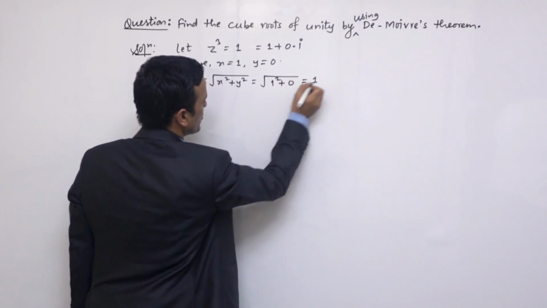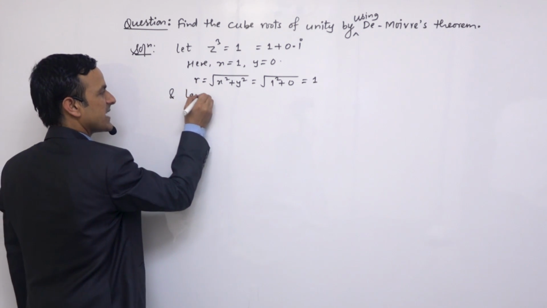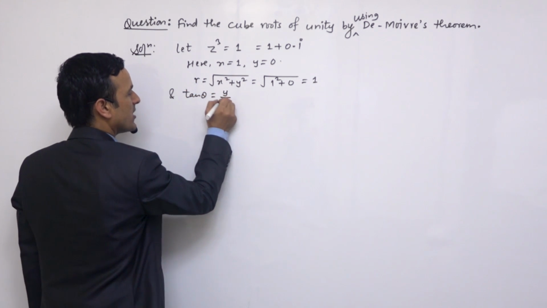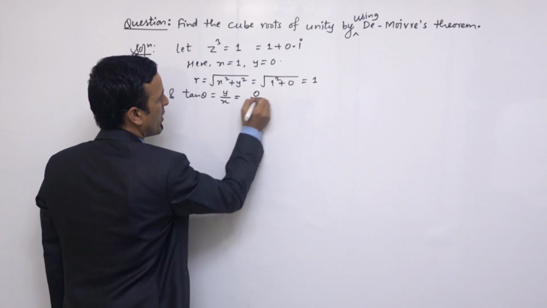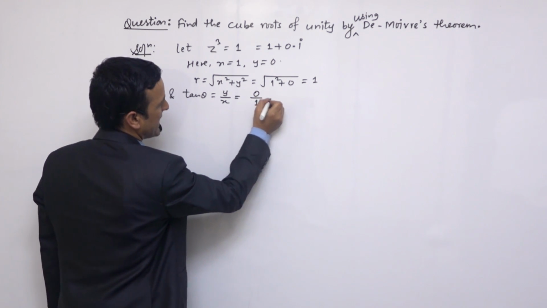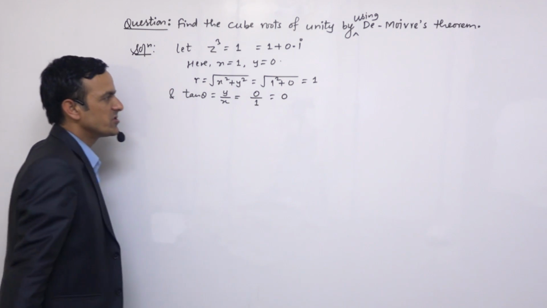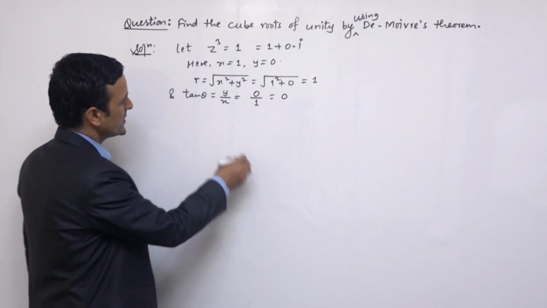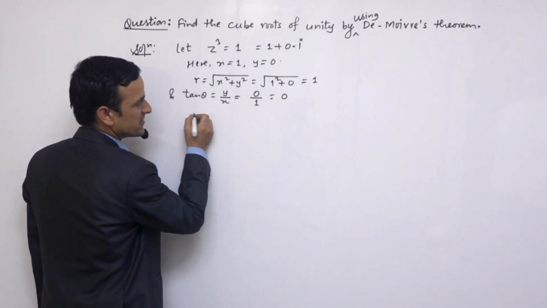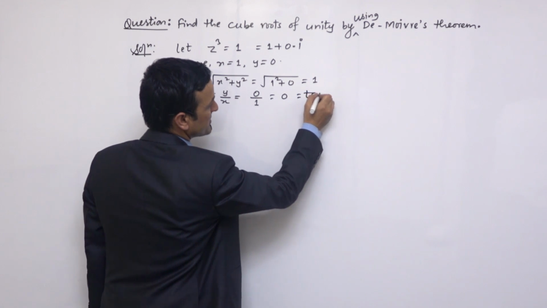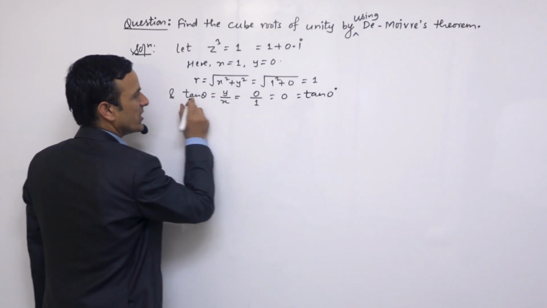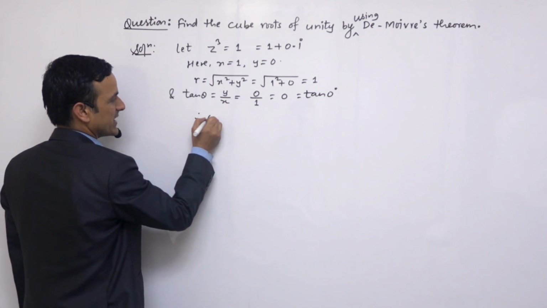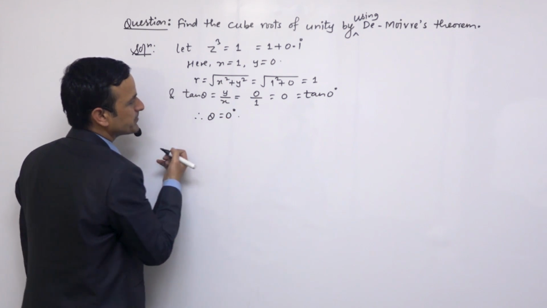So 1 square plus 0 means it is 1, and similarly tan theta is equal to y upon x. The value of y is 0, the value of x is 1, so 0 upon any finite number is equal to 0. So 0 means again tan 0, its value is 0, means tan 0 degree. So if you compare this and this, we get theta is equal to 0 degree.